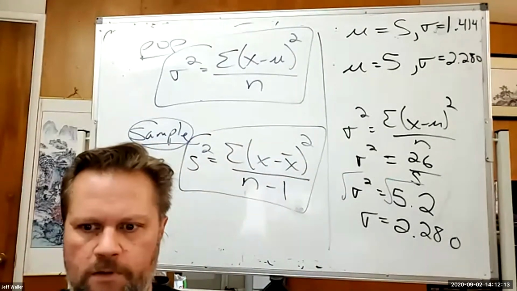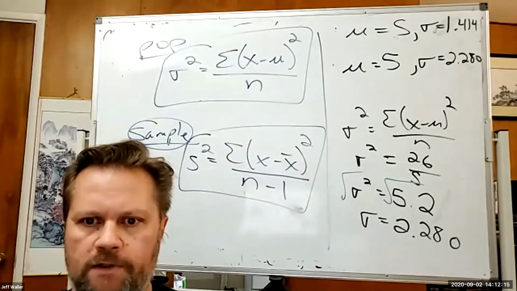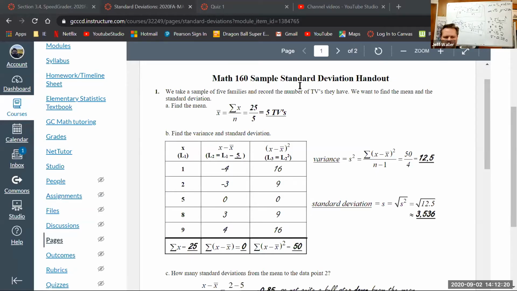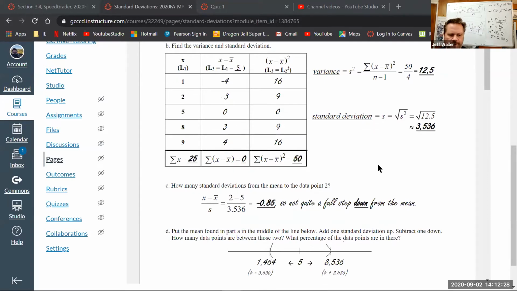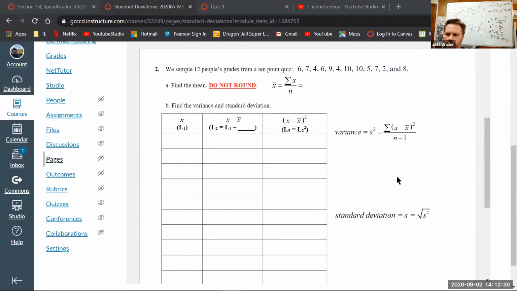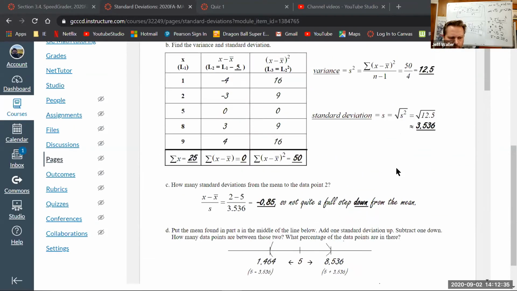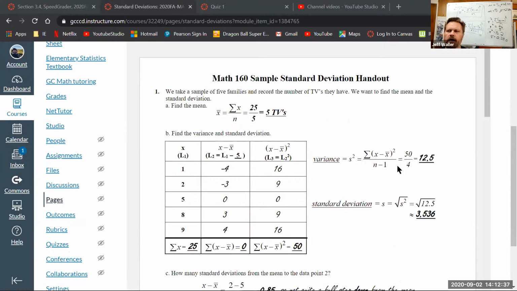So now if you go to Canvas, everybody that can access Canvas, you found this. One side is a completely worked out problem with the same questions answered for this data. The other side is the one you get to work on yourselves. I want to do this with you also. Let me show you how to get the calculator to do a lot of this work for you.